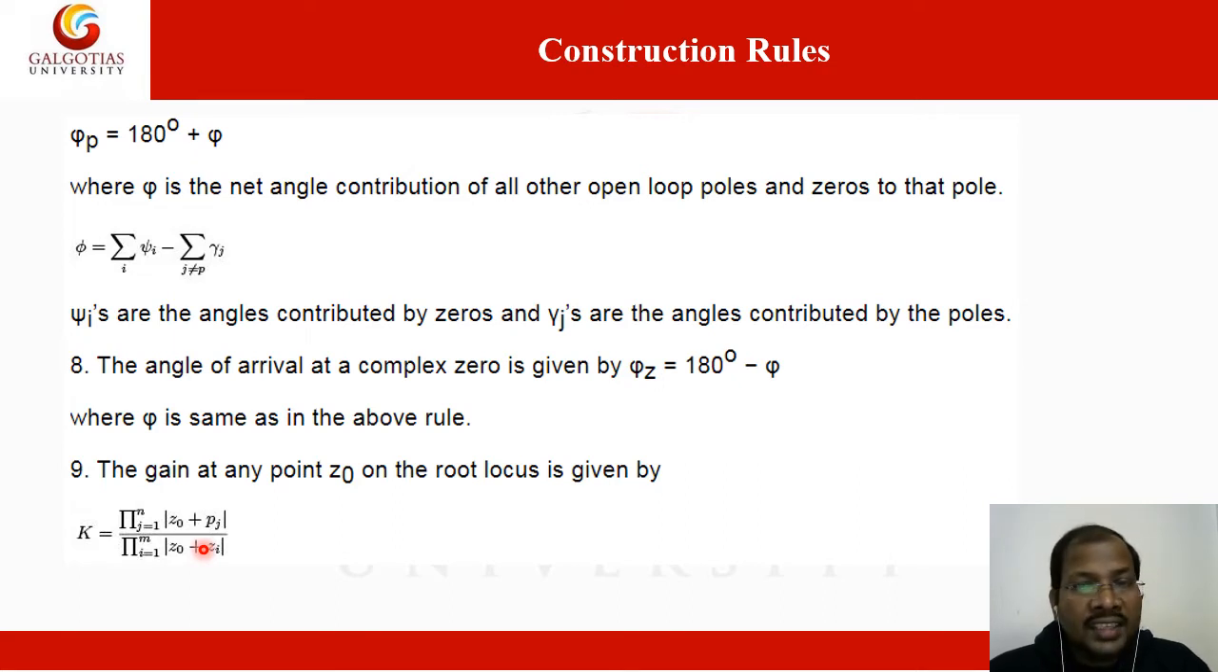So you can see all the construction rules are the same as the previous one, the continuous root locus method. The only difference is the plane. In that case, we are taking the S plane. Here we are taking the unit circle in the Z domain. So you have to remember these rules.